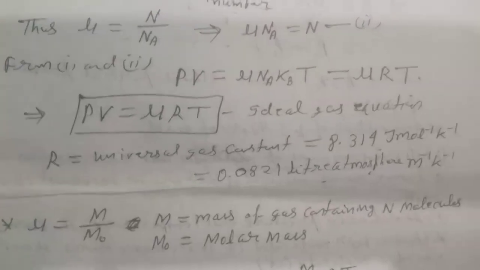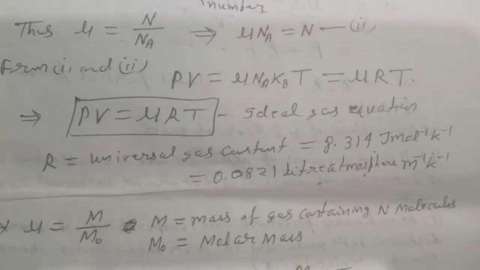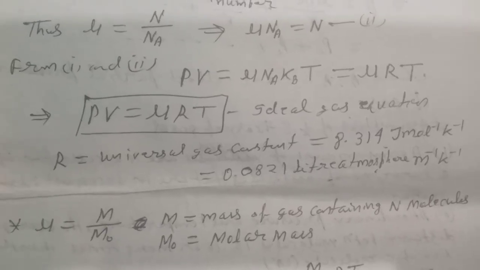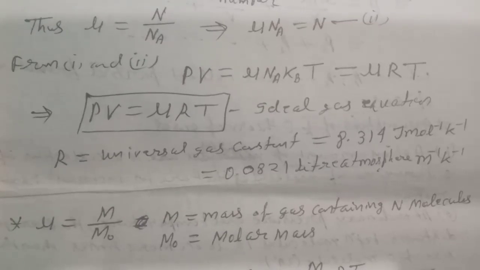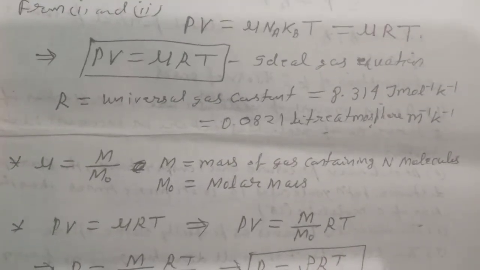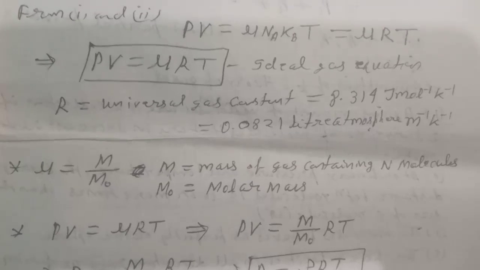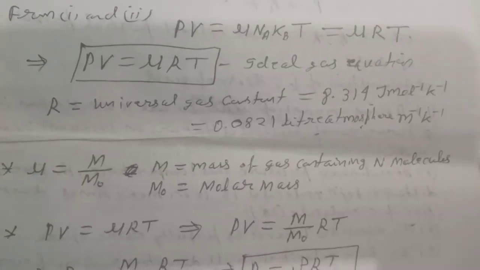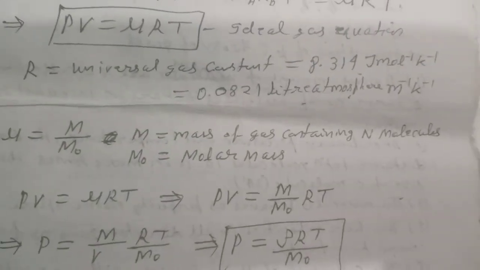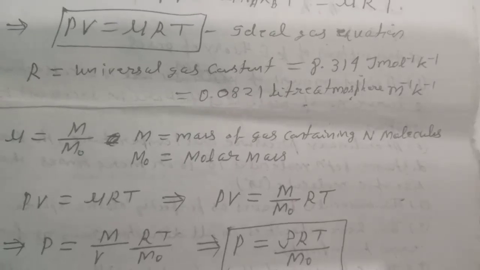Now from 1 and 2, PV equals mu N_A k_B T equals mu R T, where R represents N_A k_B, which is also a constant. We have a unique formula, PV equals mu R T, and it is called the ideal gas equation, where R is called the universal gas constant. Its value is 8.314 joule per mole per Kelvin, or 0.0821 liter atmosphere per mole per Kelvin.